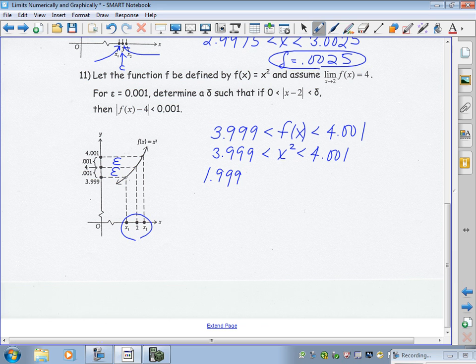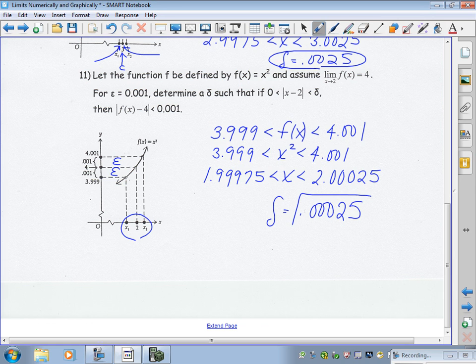This will give me 1.99975 and 2.00025. Delta is 0.00025. Any questions at all?